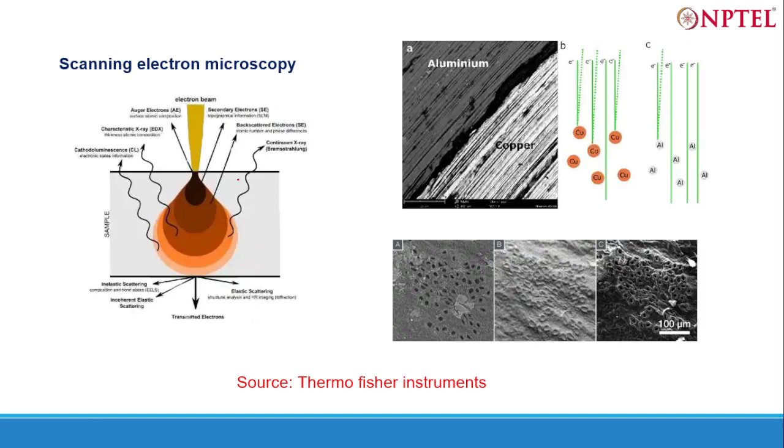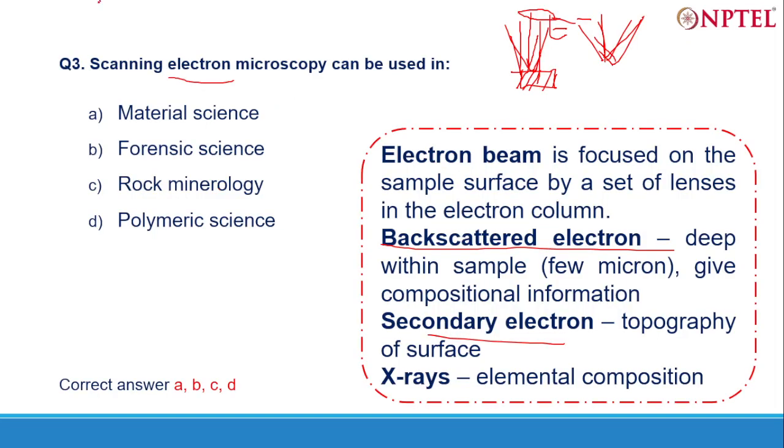I have also put an image here for better understanding. Let's first solve this question: scanning electron microscopy can be used in. The first option is material science. Yes, it can be used for material science. It can be used for forensic science, such as DNA fingerprinting, autopsy, etc. Yes, it can be used.